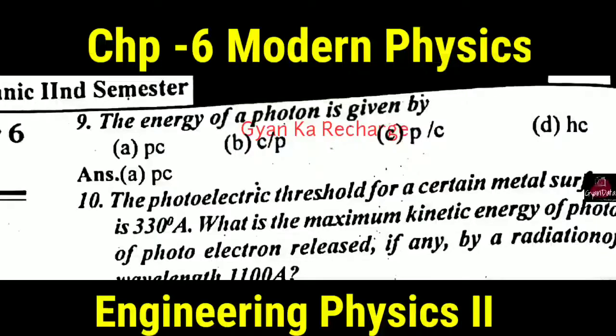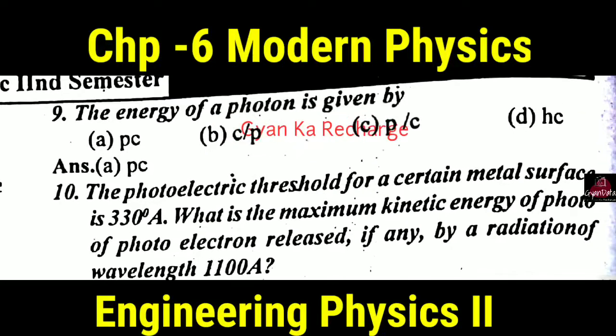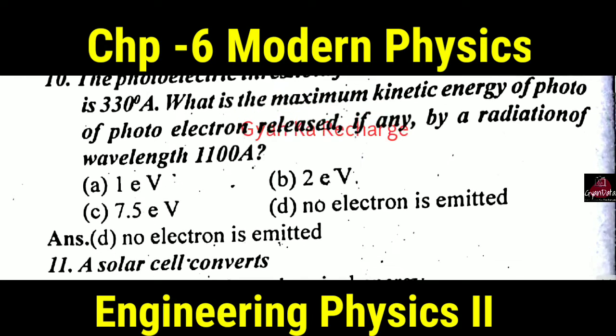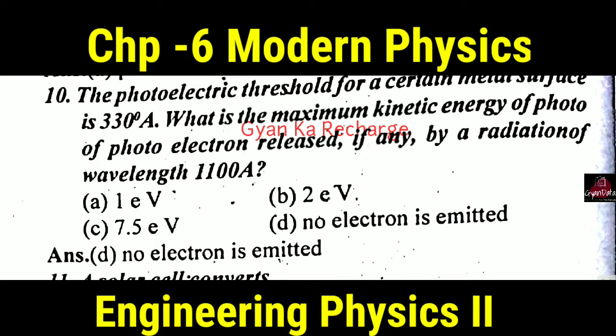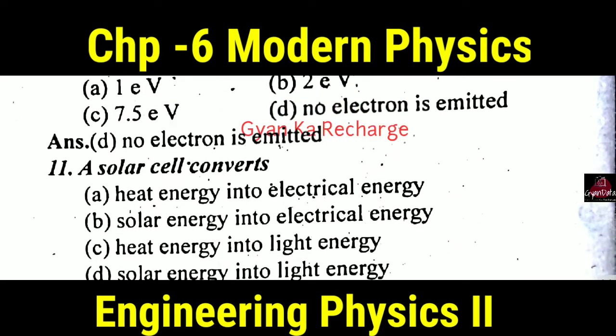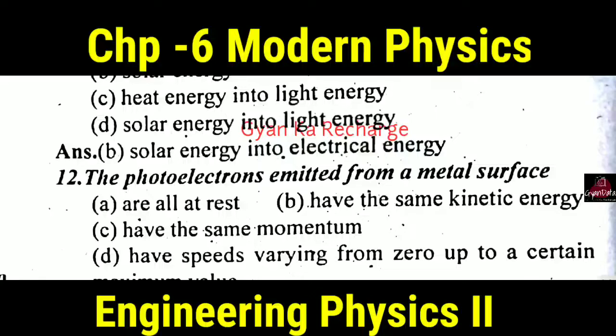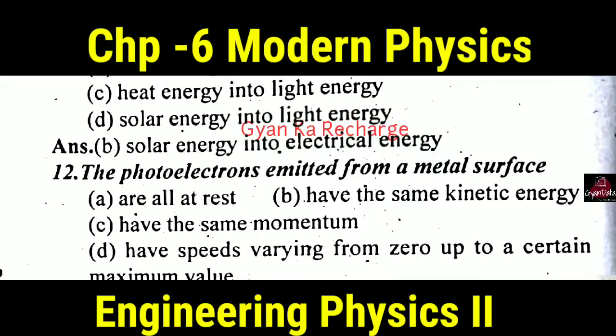Pc. The photoelectric threshold of a certain metal surface is 330 angstrom. What is the maximum kinetic energy of a photoelectron released, if any, by radiation of a given wavelength? No electron is emitted. A solar cell converts solar energy into electrical energy. The photoelectrons emitted from a metal surface have speeds varying from 0 up to a certain maximum value.